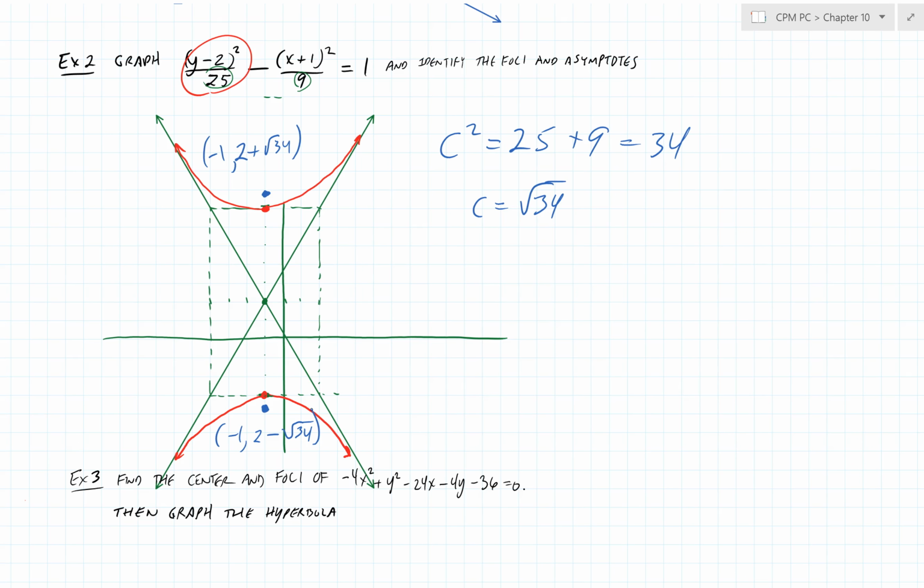And then the equations of the asymptotes, they both go through the point (-1, 2), and the slopes are plus and minus 5/3. And so the equations are going to be y minus 2 equals 5/3 (x plus 1), and y minus 2 equals -5/3 (x plus 1). Any questions on those?